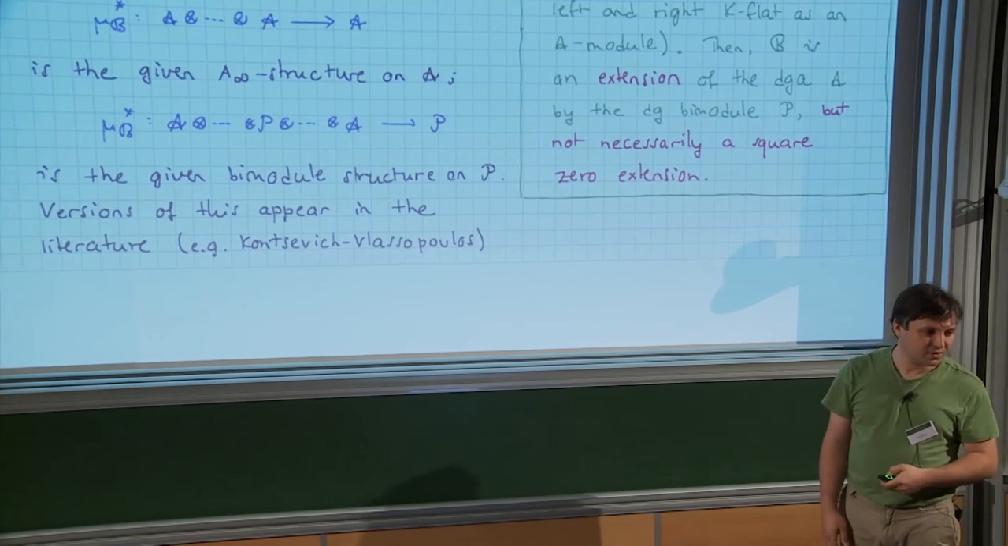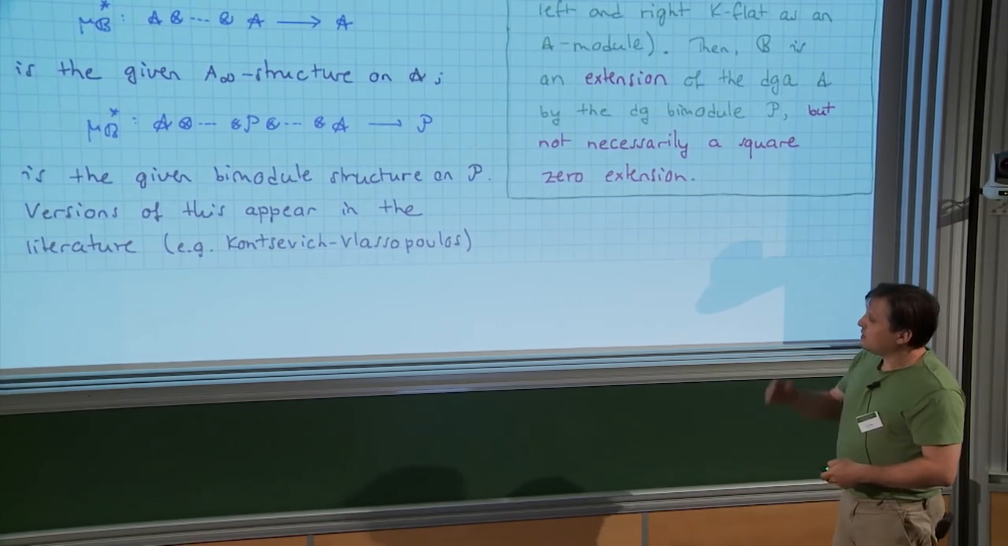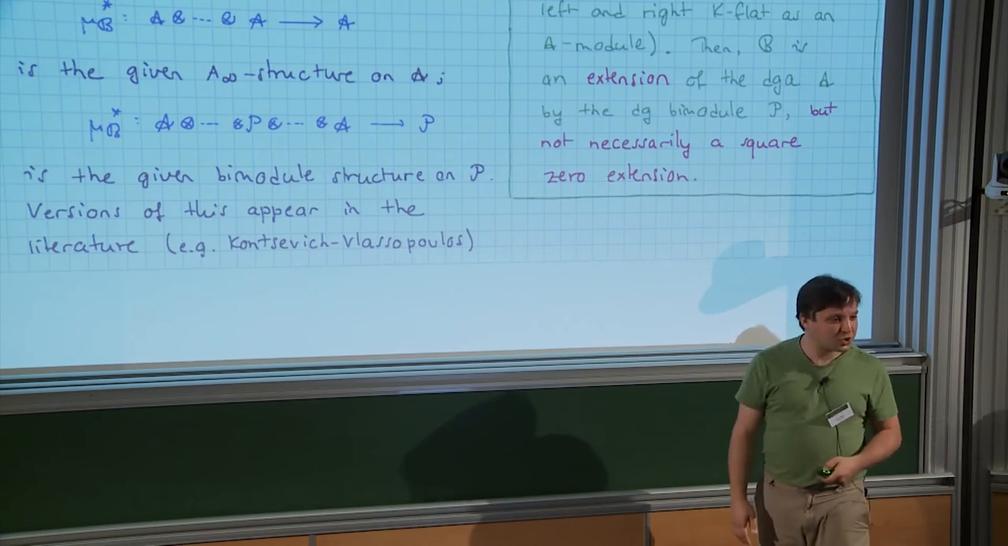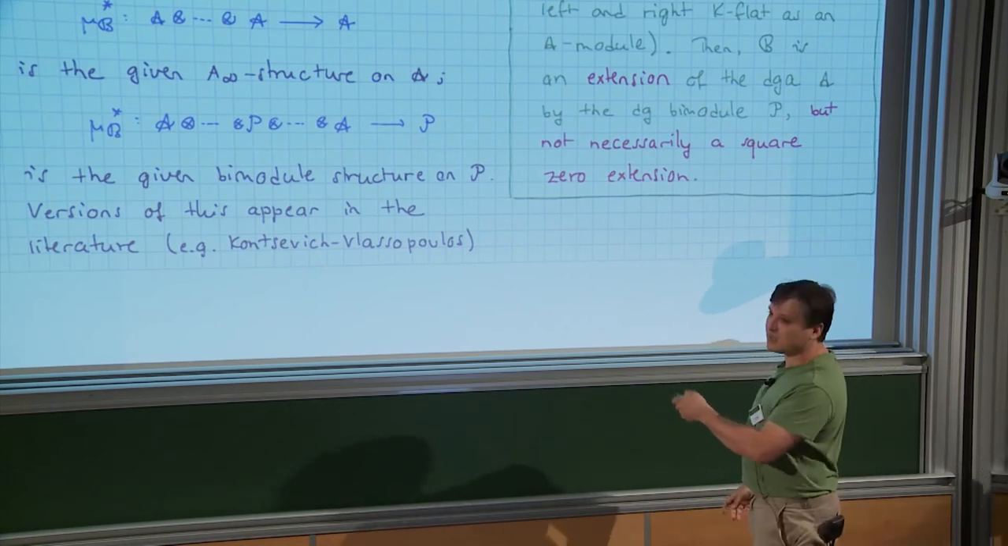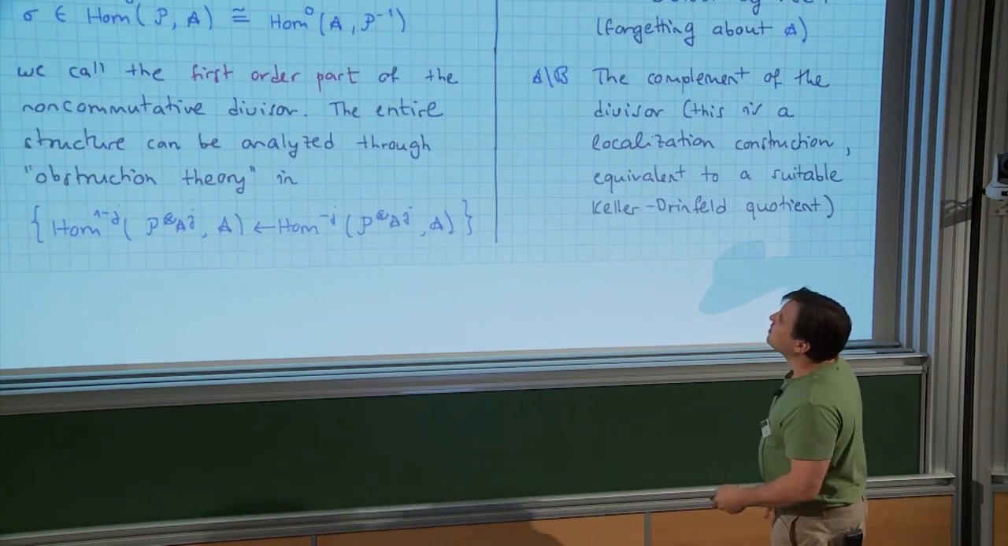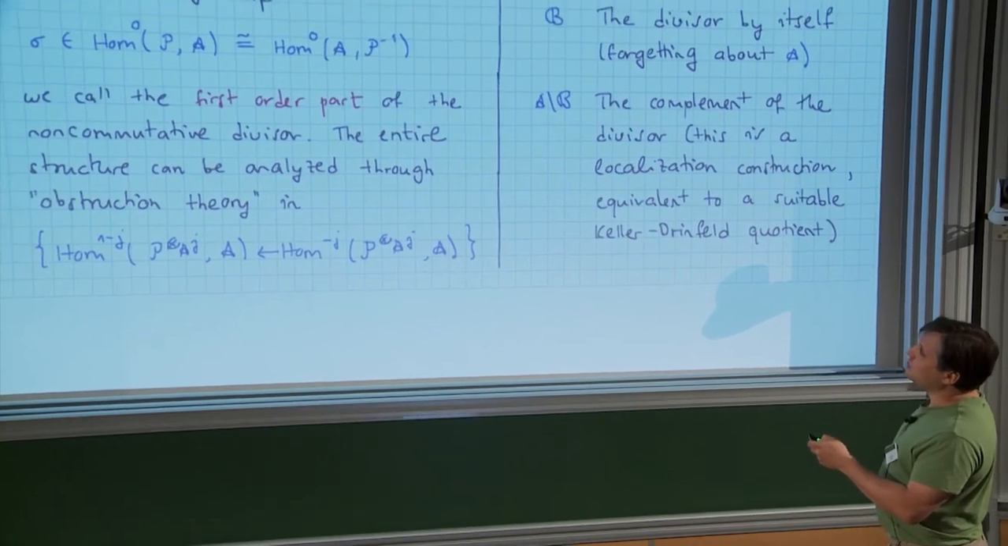Excuse me? Would the second summand be an ideal in B or not? No, absolutely not. In fact, here I wrote it in a confusing way, but you'll see it in a second. There you go.